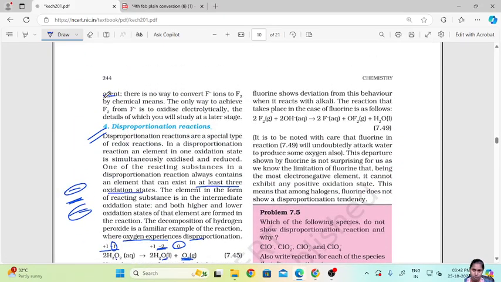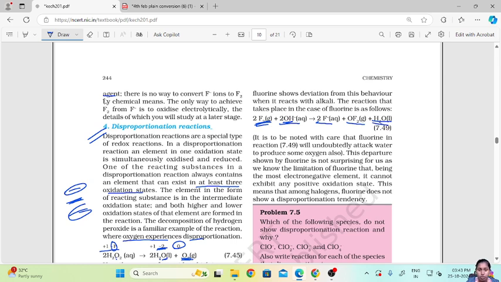Now fluorine shows deviation from this behavior when it reacts with alkali. Unlike chlorine, bromine and iodine, fluorine doesn't show the similar reaction. The reaction that takes place in the case of fluorine is F2 reacting with alkaline medium to form F- ions, OF2 and H2O. It is to be noted with care that fluorine in this reaction will undoubtedly attack water to produce some oxygen also.